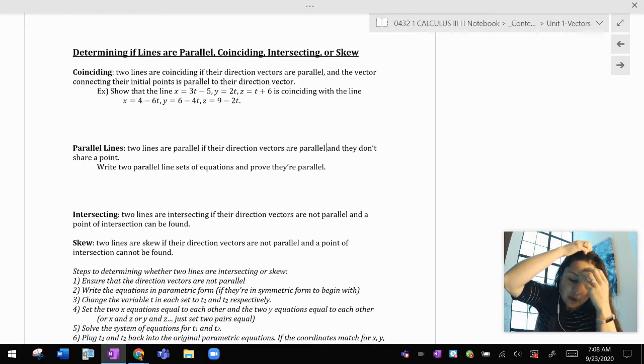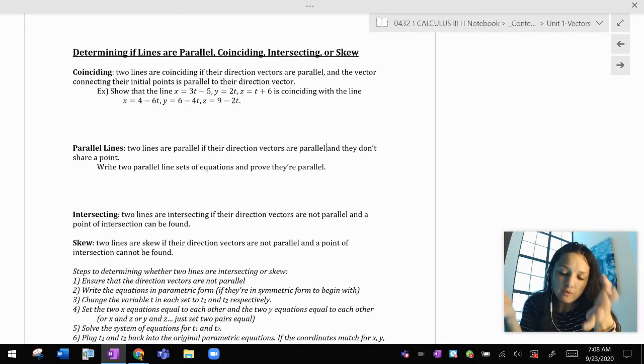All right. So two lines are coinciding if their direction vectors are parallel and the vector connecting their initial points is parallel to the direction vector.